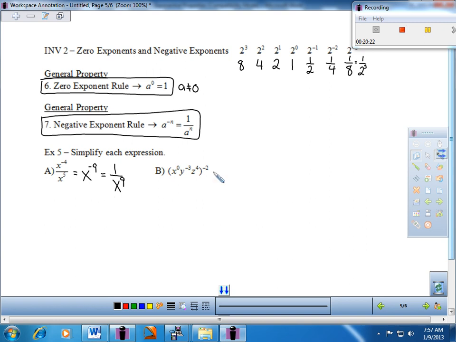Okay, let's see how you did on B. So it looks like I've got product raised to a power here. So all this stuff to remove the parentheses has to be taken to the negative second. Let's see, so 0 times negative 2 is 0.